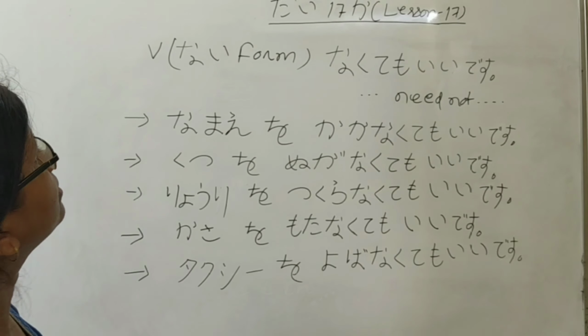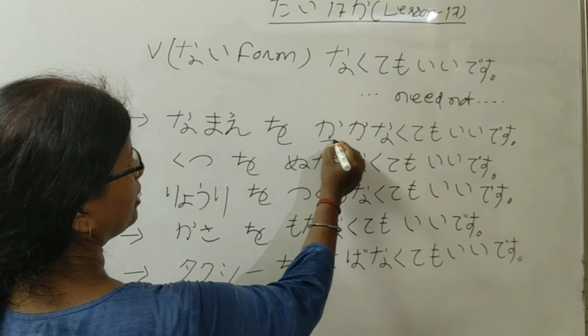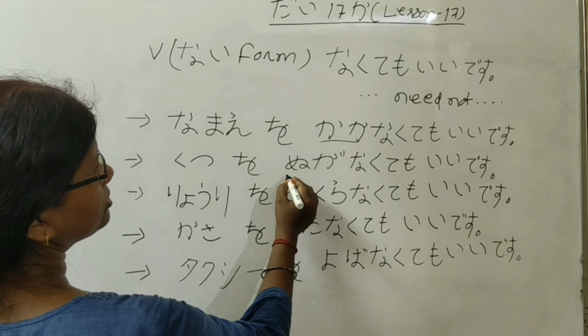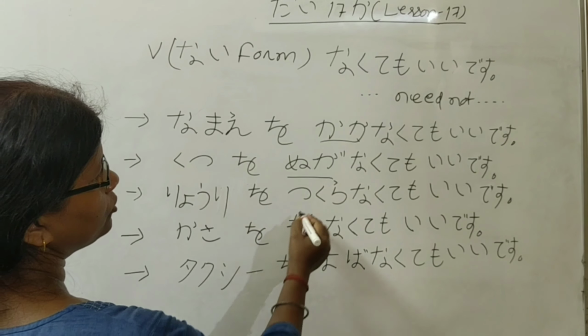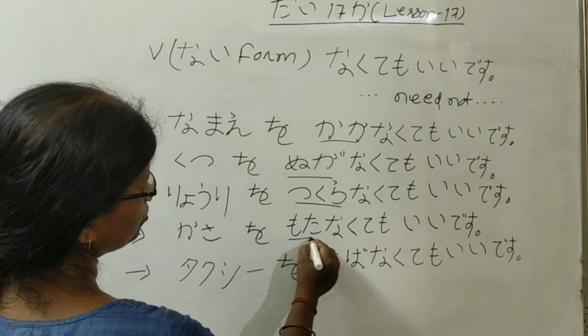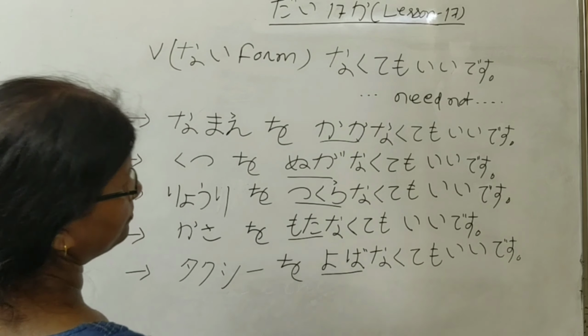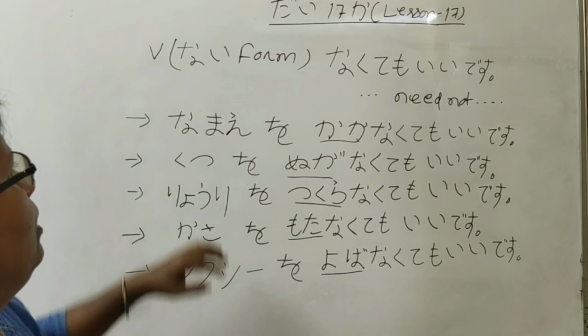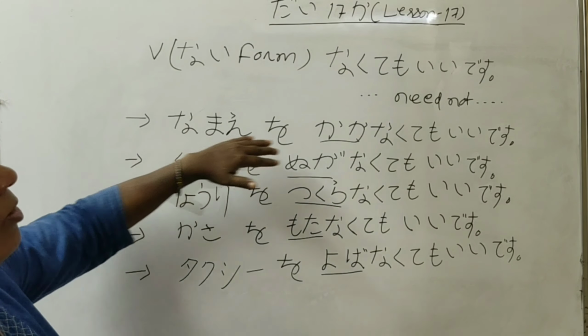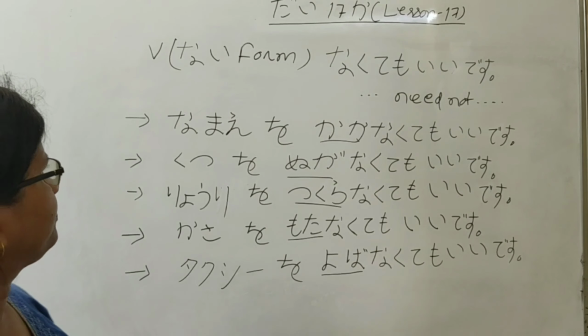As per the nai form of the verb, you know, kakimasu changes to kaka, nugimasu changes to nuga, tsukurimasu changes to tsukura, mochimasu changes to mota, yobimasu changes to yoba. So, 名前を書かなくてもいいです。No need to write the name.